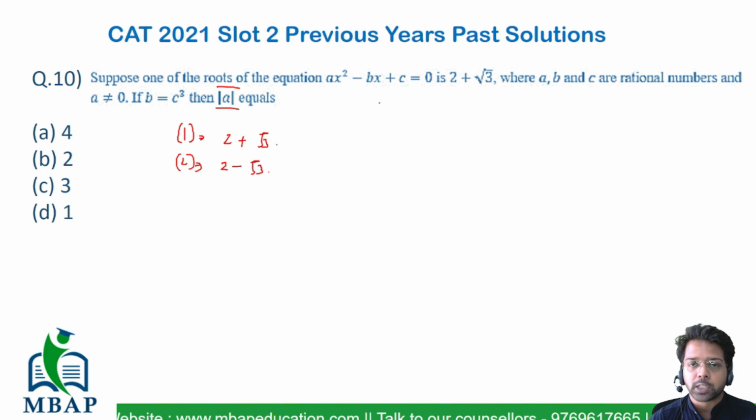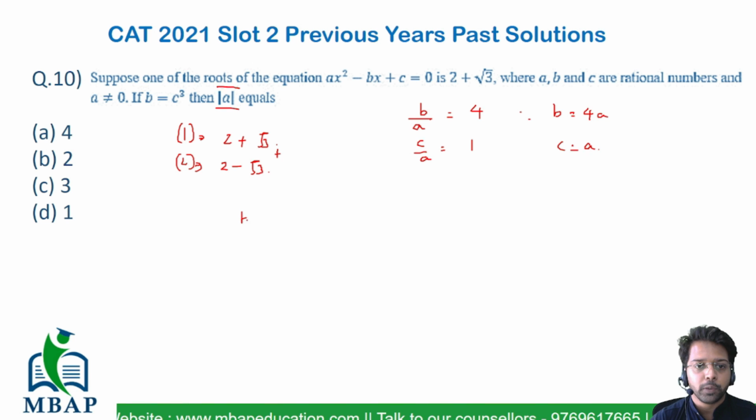Now the sum of the roots is given by minus b by a. Minus of minus b will be plus b, so b by a will be equal to the sum of the roots. If you add both of them, you will get 4. And the product of the roots will be given by c by a, which is equal to 2 plus root 3 into 2 minus root 3, which will become 1. From this we can get b equal to 4a and c equal to a.